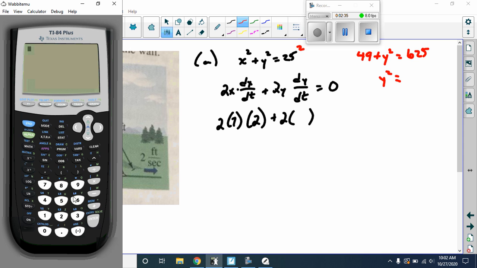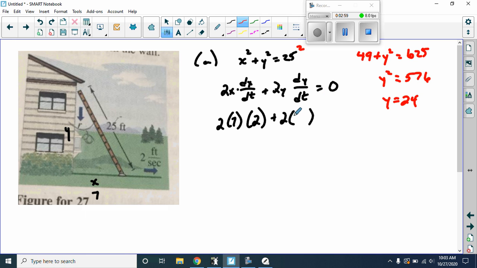So we have 25 squared, which is 625, minus the 49. Y squared is 576, and then take the square root. So when x is 7, our y value is 24. That goes in for y.